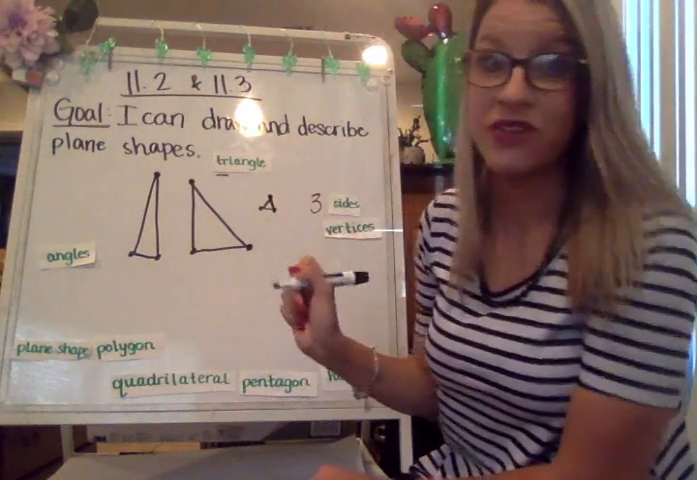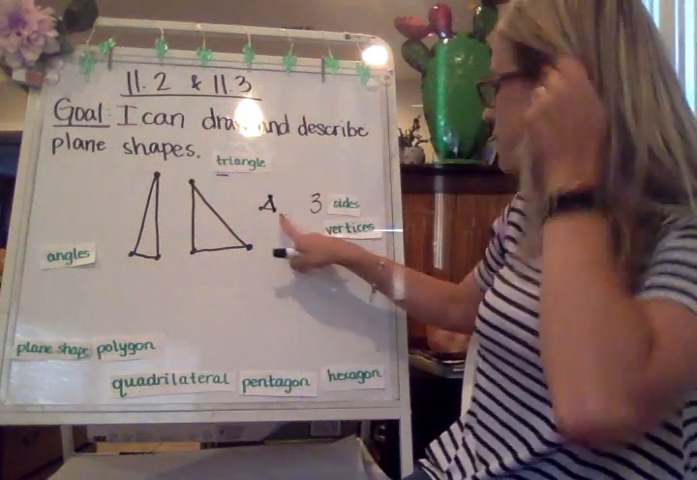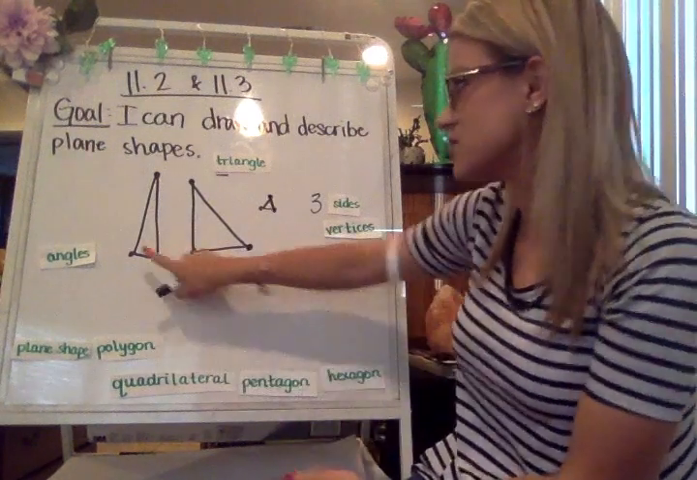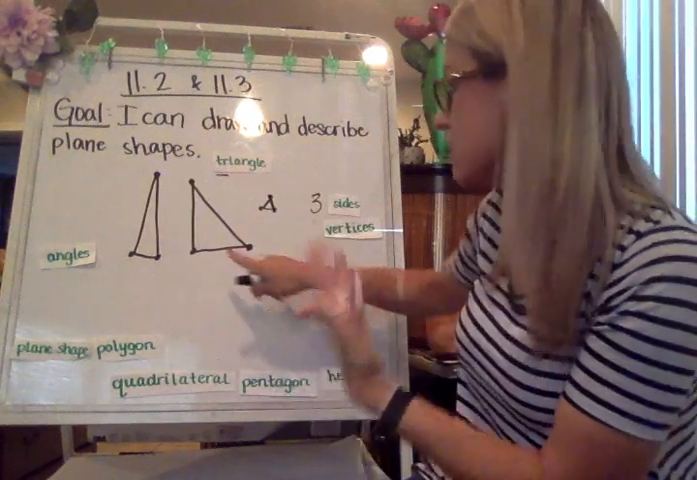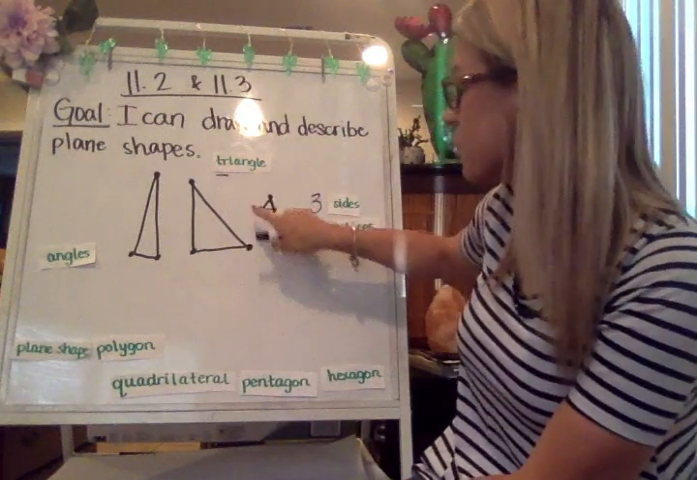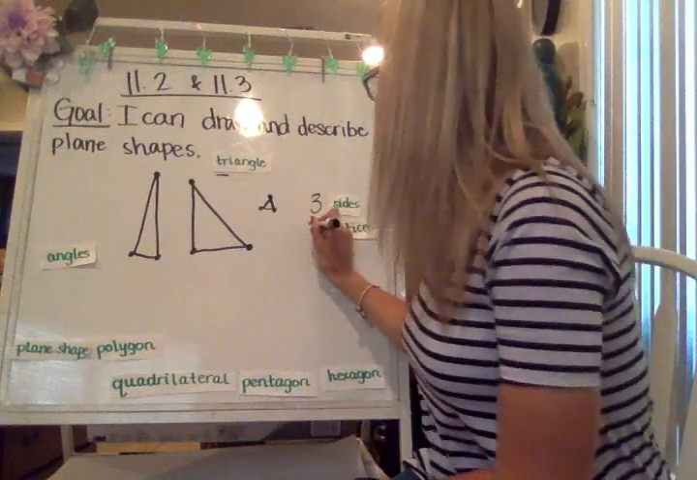Now the base word is vertex. So if you have a question about that, vertex is just the base word. So vertices, if I look at each of these triangles, 1, 2, 3, that one has three vertices, 1, 2, 3, 1, 2, 3. So each triangle has three vertices.